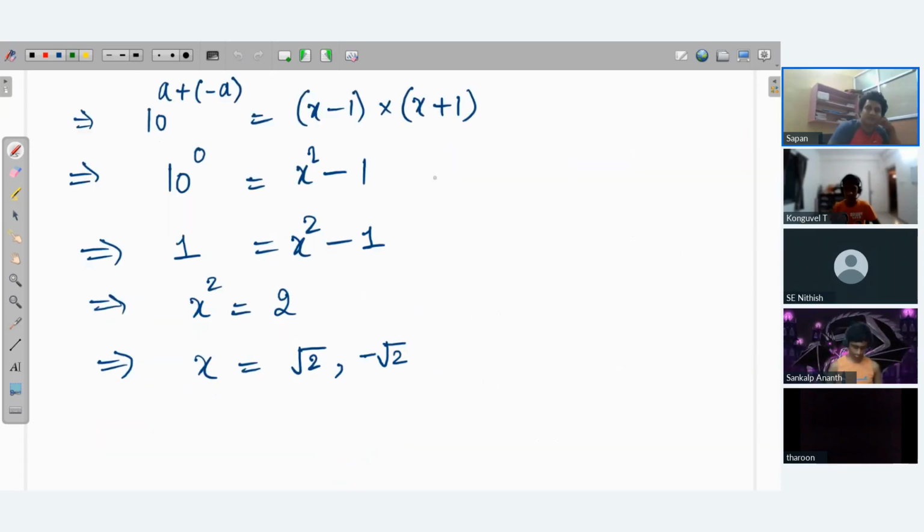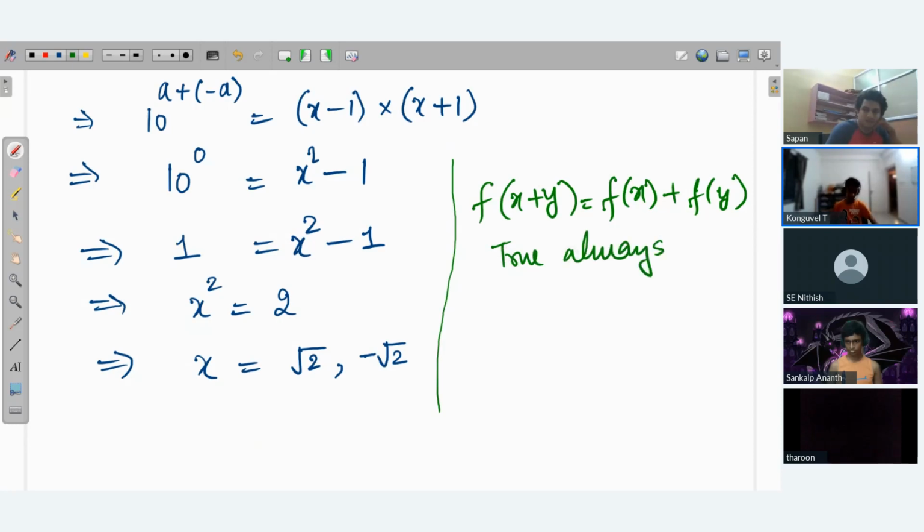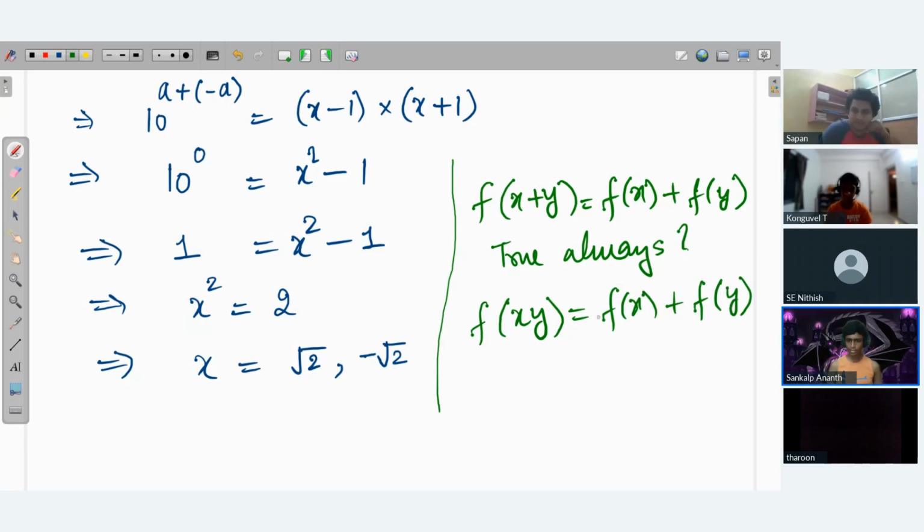So are you saying that it is always true that f of x plus y is equal to f of x plus f of y? No, sir. f of xy equals f of x plus f of y. So you are saying that it is true always? No, sir, it's not the same. It is not true always.